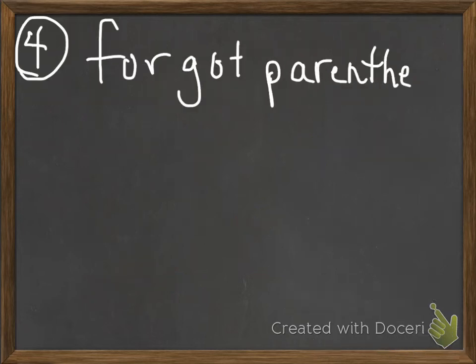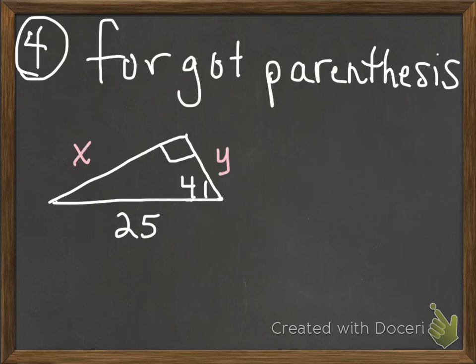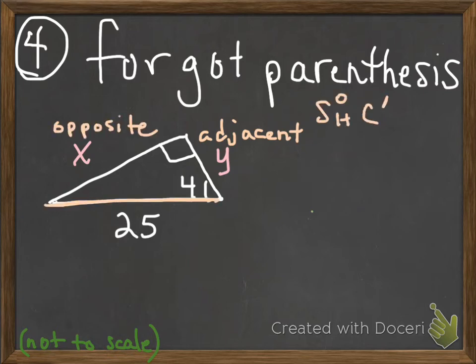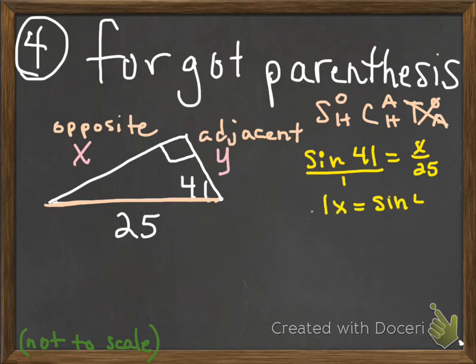Here are 2 examples where people forget their parentheses. This is common when you end up multiplying at the end of a problem. So first we're going to find x, and this is not to scale. So to find x, I need to label my sides. I'm going to use the hypotenuse both times because it is the side that they give me a number for. So for x, I'm going to use sine because that's the opposite side. And I'll do sine of 41 equals x over 25.